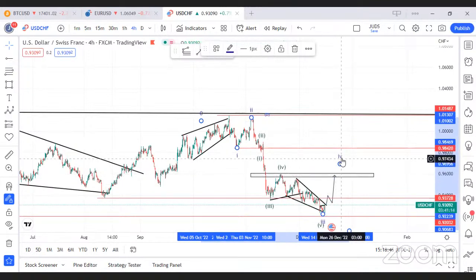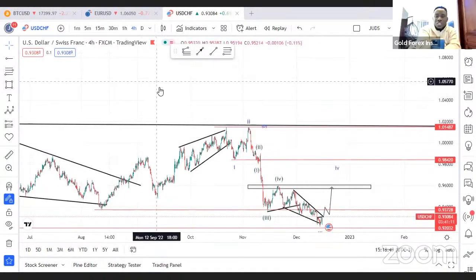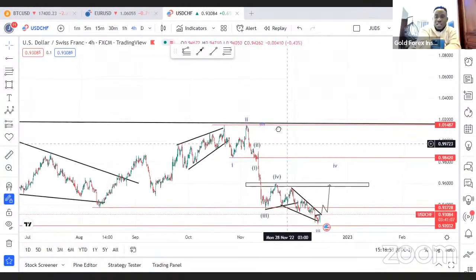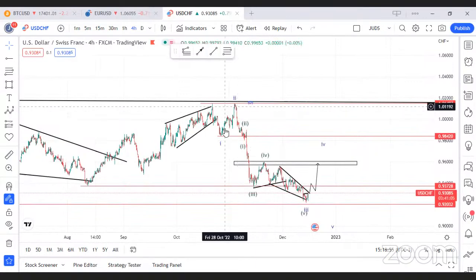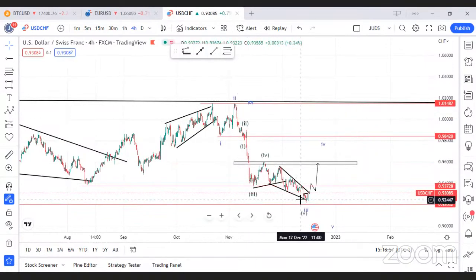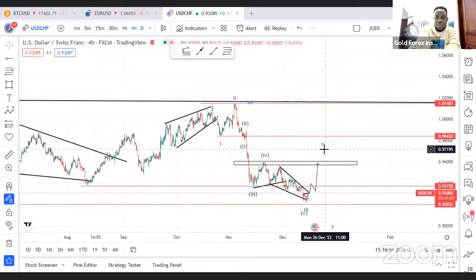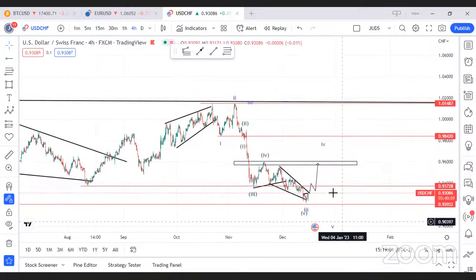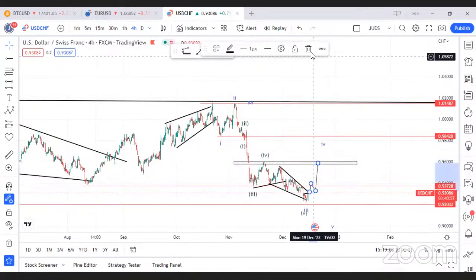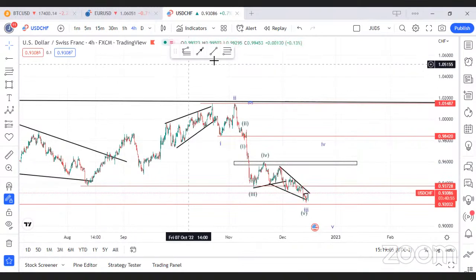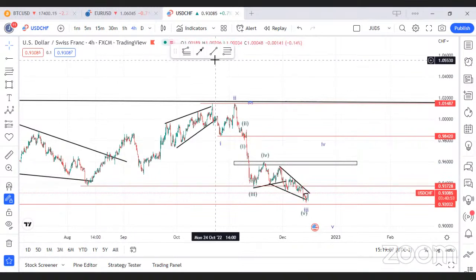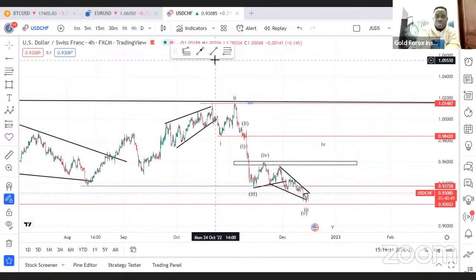Okay, I get your point. So the current move is A, so it's going for B, then C. The current 1, 2, 3, 4, 5 is A. Then we come for a B. C will go down. That's very valid. So we just have to have both opinions in our mind. DXY in the long term seems to go very high.